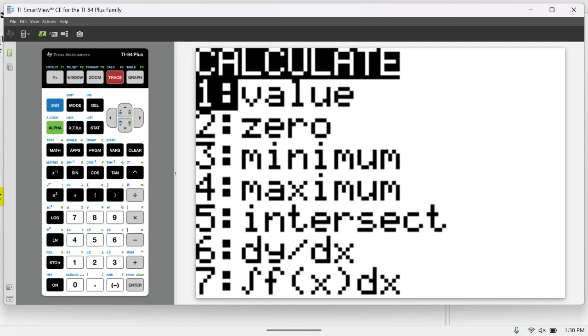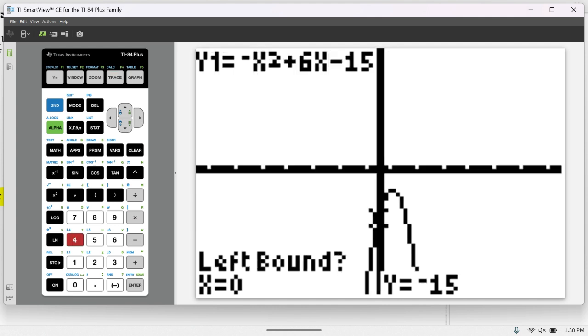All right. Now, was this vertex a max or a min? It was a max. So you're going to click 4. Now, it says left bound. Do you guys see this little blinking X right here? You want it to be to the left of the vertex. So where it is now, you can just hit enter.